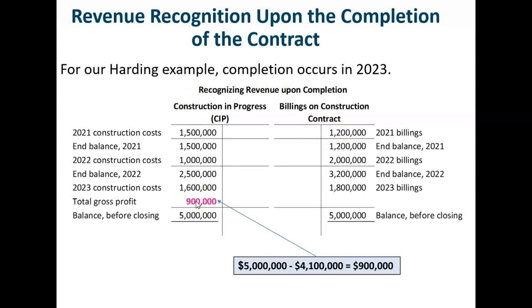The first journal entry is to increase the construction in progress account for the profit and to recognize revenue earned on the contract and construction costs incurred as an expense. And that journal entry will be to debit CIP, the asset account, for $900,000 profit, debit an expense account called cost of construction for the $4,100,000 of expense, and to credit construction revenue for $5 million.